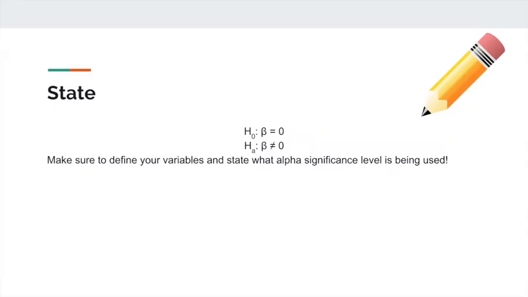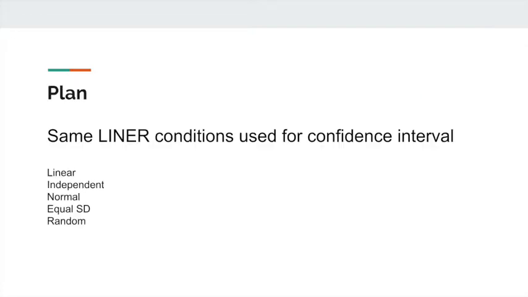For the state step, we will state our pair of hypotheses. The null hypothesis would be beta, the population slope, is equal to 0, since there is no linear relationship. The alternative hypothesis would be beta is greater than, less than, or not equal to 0, depending on if it is asking for a positive, negative, or any linear relationship. We also state what significance level we are using and make sure to define your variables.